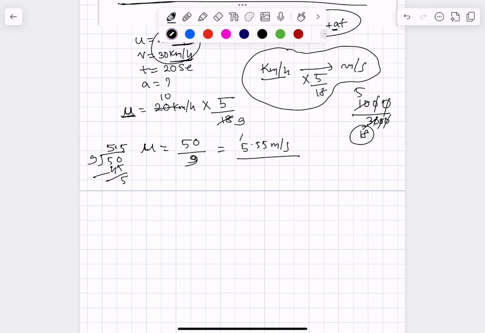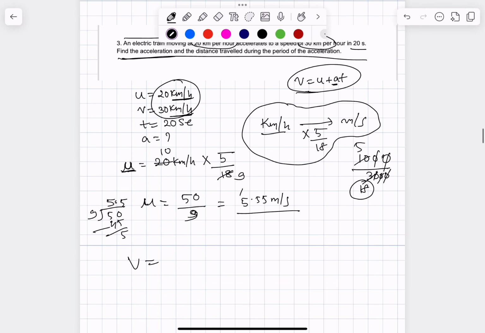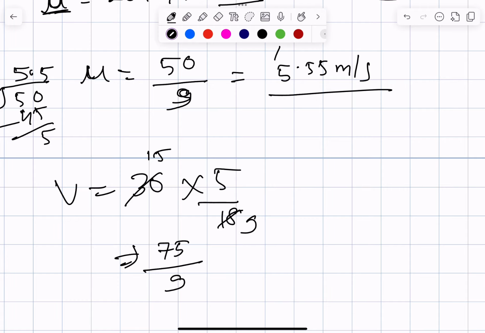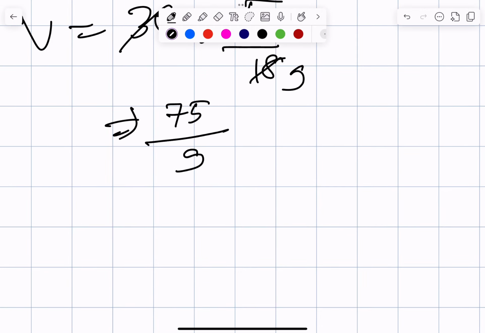Okay, that is the initial velocity. Now let's calculate the final velocity. So final velocity is given 30 into 5 upon 18, 15 over 9. 15 into 5 is what? 75? Not that bad in maths, come on. We know that 9 9s are 81, 9 8s are 72, and then 3 is left over here, and we can calculate 9 3s is 27, and then again 3 is left over. Okay, so it will be 8.33 meter per second.